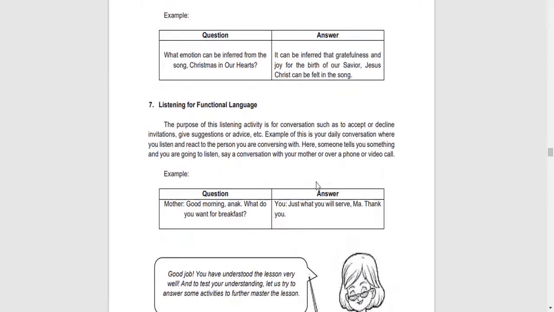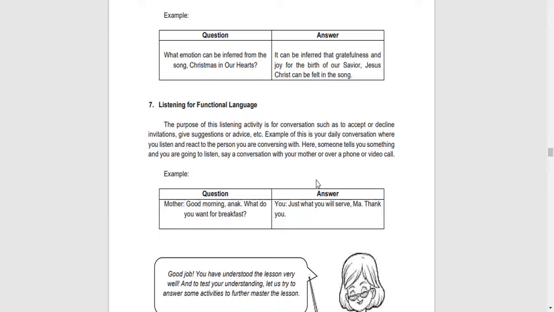And number 7, the last one, listening for functional language. So through listening, you can learn how to have a good phone conversation, the usual conversation that we are doing. For example, I learned how to speak in English sometimes because of listening to my professor when she was teaching us when I was in college.